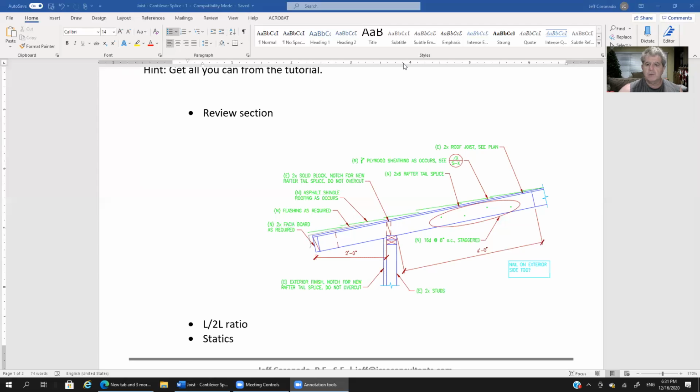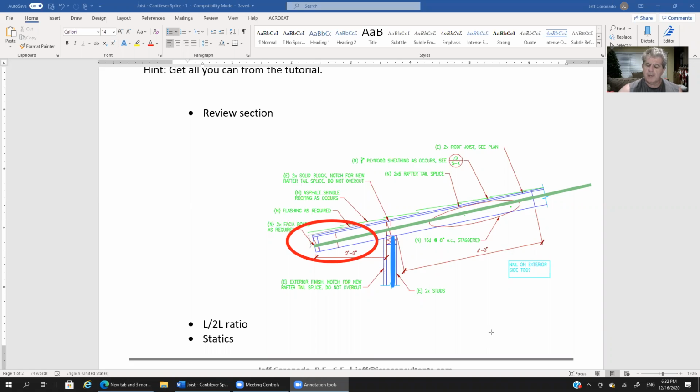So we've got a roof rafter here that extends, obviously. I'm going to guess that there was some kind of damage out here, in the tail part of the rafter that extends beyond the exterior bearing wall. This is the exterior bearing wall that I'm showing you in blue.